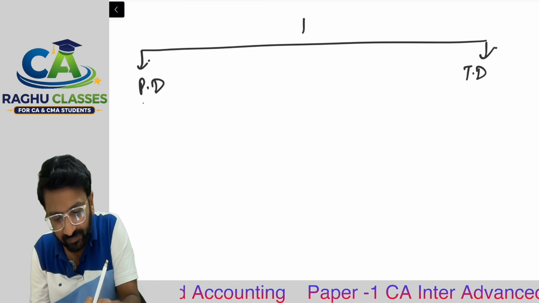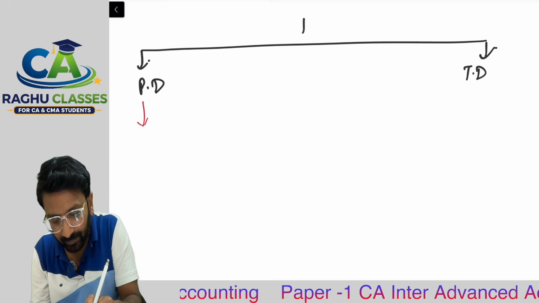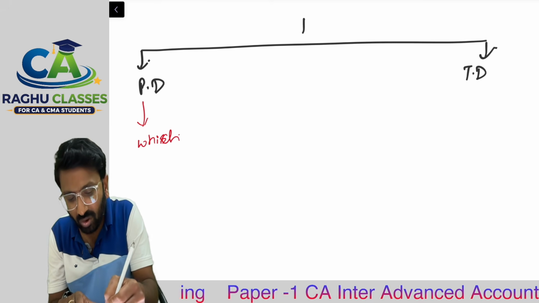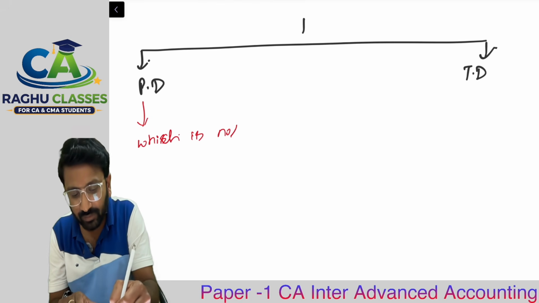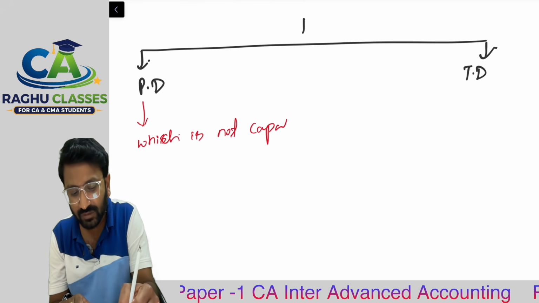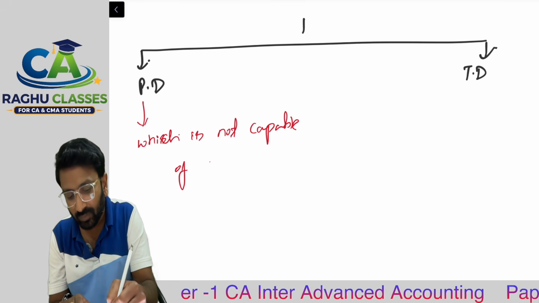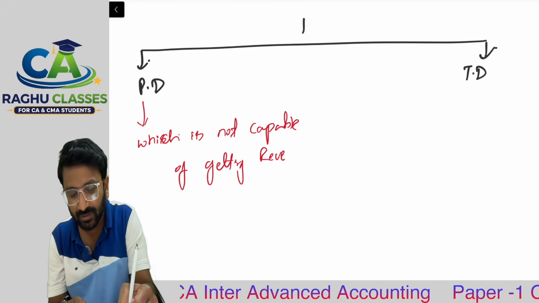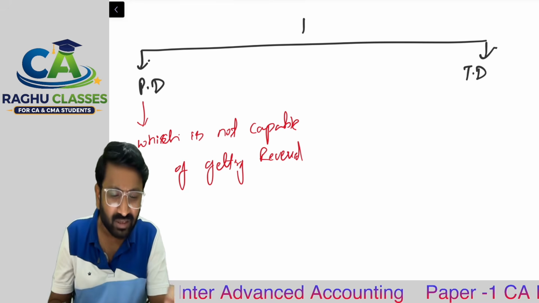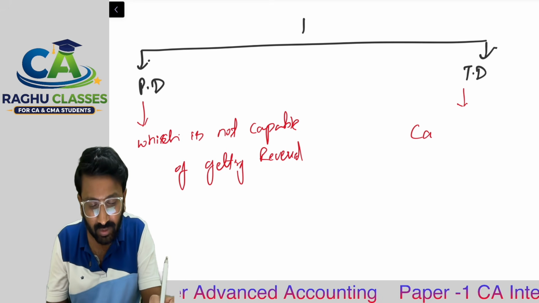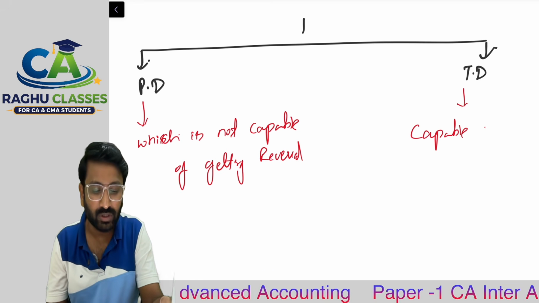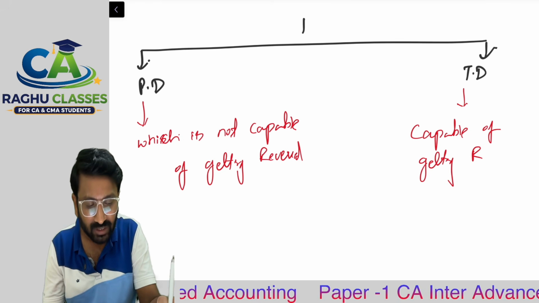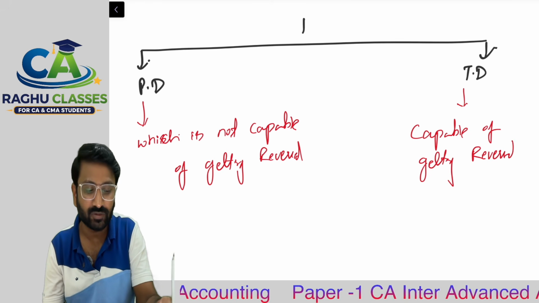See, permanent difference is a difference which is not capable of getting reversed in the subsequent years. Whereas timing difference is capable of getting reversed in the subsequent years. I hope you understood the example I have given you. So this is capable of getting reversed in subsequent years.